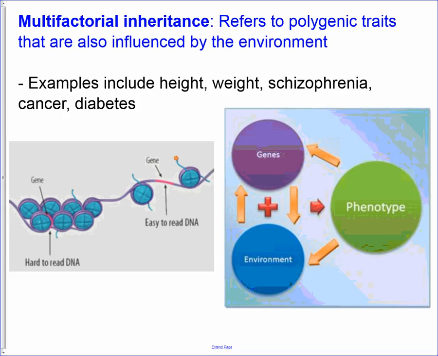Okay, multifactorial inheritance refers to traits that are also influenced by the environment. This is very similar to epigenetics in a sense. So there are some traits in your body, some phenotypes, that have no response to the environment. For example, we all have one head, right? We have one spine. We have one gene that codes for one spine, or one humerus, or one femur.